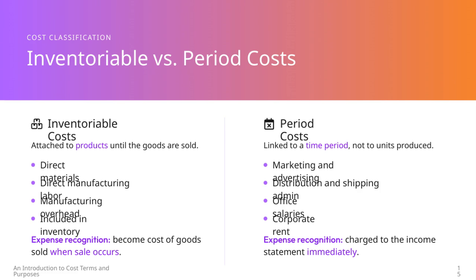On the other hand, period costs are not tied to the production units but to a specific time period. Examples include marketing and advertising expenses, distribution and shipping costs, administrative expenses, office salaries, and corporate rent. Unlike inventoriable costs, period costs are charged directly to the income statement in the period they are incurred. Understanding this distinction is crucial because it affects how costs flow through financial statements and ultimately impacts profit measurement.